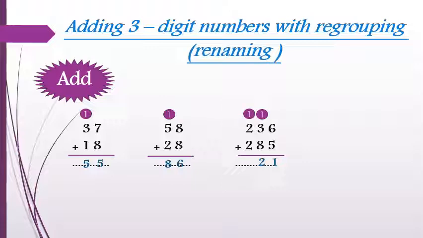Then add the hundreds. 1 plus 2 equals 3. 3 plus 2 equals 5. Then the answer will be 521.